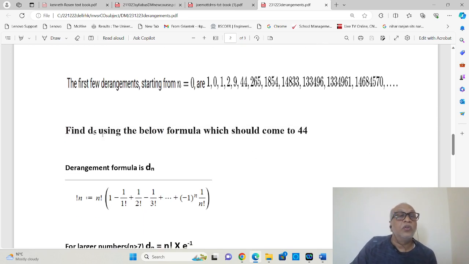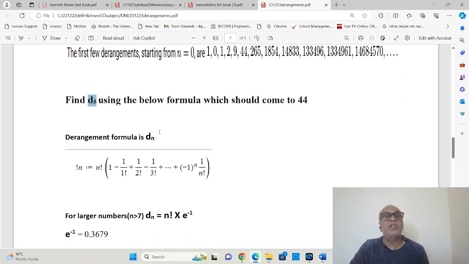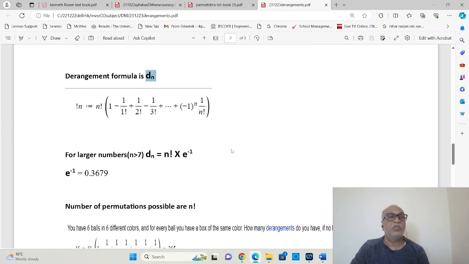Now, D5 indicates derangement for the first 5 numbers, let us say 1, 2, 3, 4, 5. So as you can see from this table also, D5 value is 44. But there is a formula for derangement, which is a generalized formula given by Dn, and in some literature it is also written like this, factorial n.